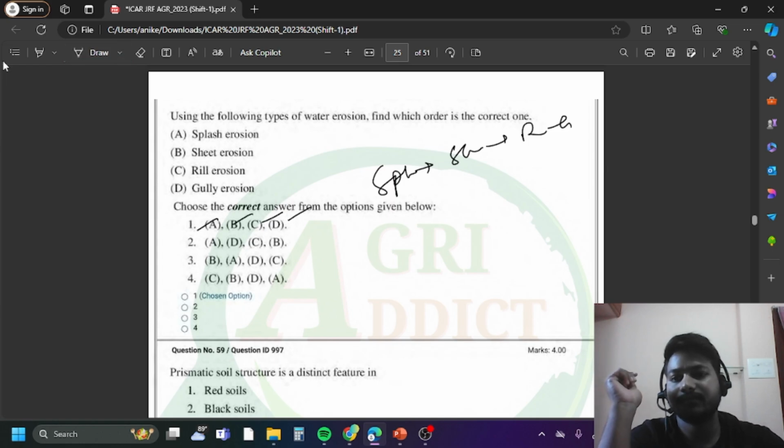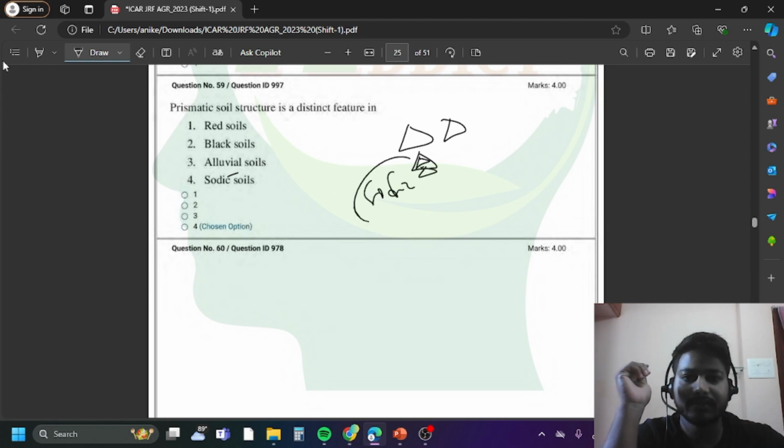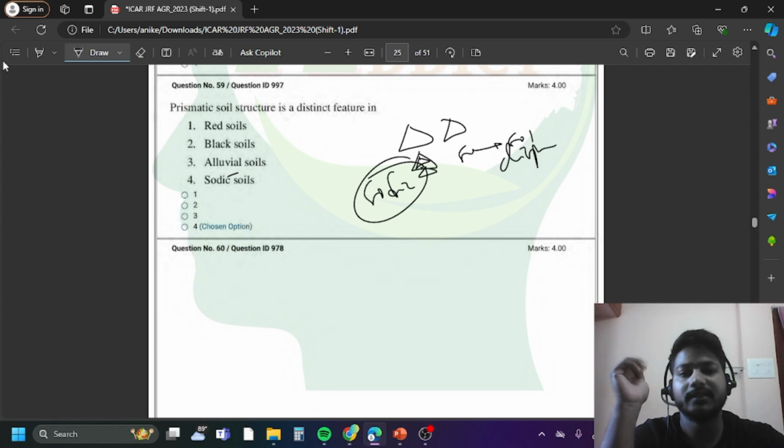Next we'll move. Prismatic soil structure is a distinct feature in red, black, alluvial and sodic soil. Basically prismatic means prism type, like this. In case of sodic soil, it is quite observed. Why? Because in case of sodic soil, the soil is in dispersed condition, so it will be breakage type like this. So it is sodic soil.